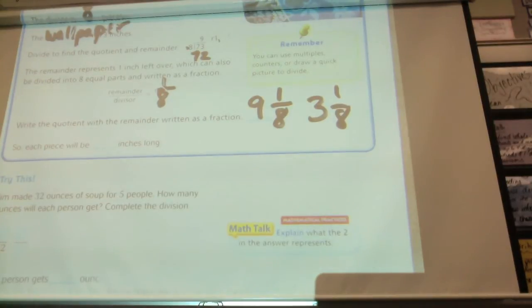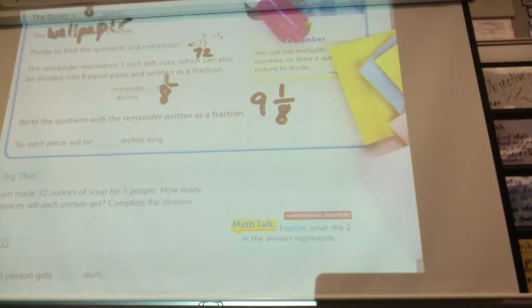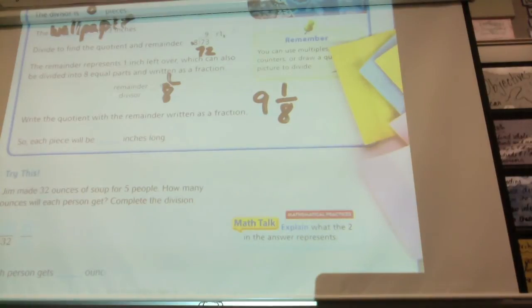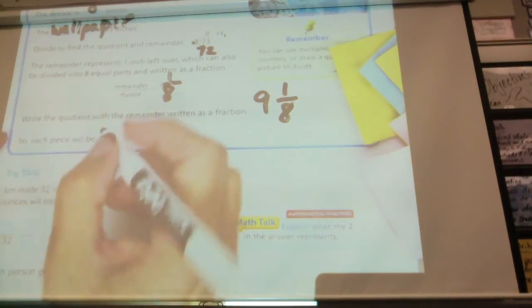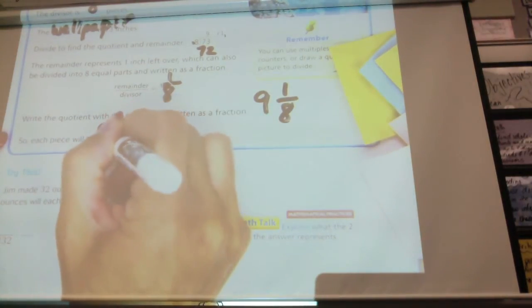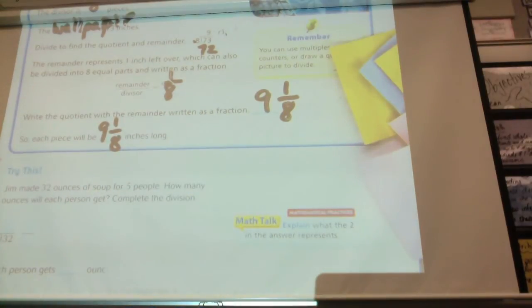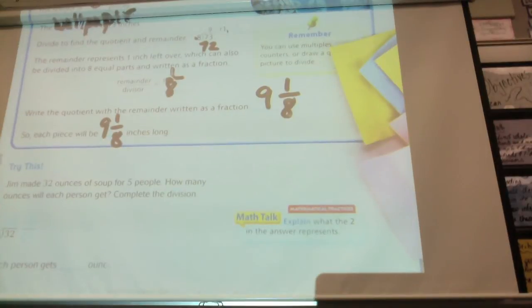So each piece will be how long? Raise your hand if you can tell me now, looking at this, how long will each piece end up being? How long do you think, Rachel? 9 1/8 inches. Okay? Because we can use that extra 8 because we had an extra inch.